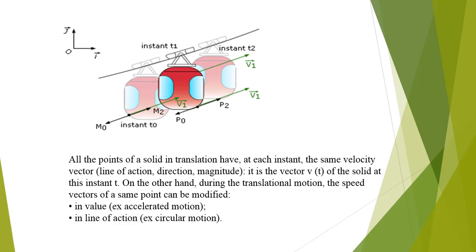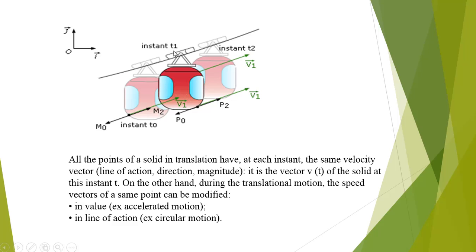In this figure, we consider this solid. On this solid, we take 2 points, M and P. Knowing that this solid is in translational motion, if we represent the velocity vector at point M and at point P, we find that the velocity vectors are identical at an instant t, for example at instant t1.